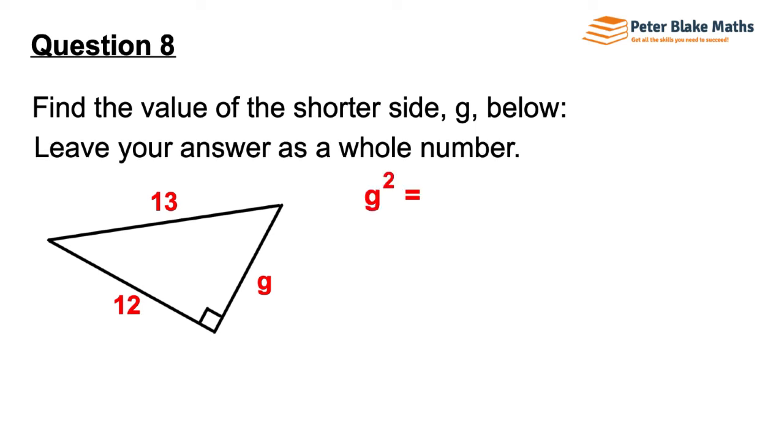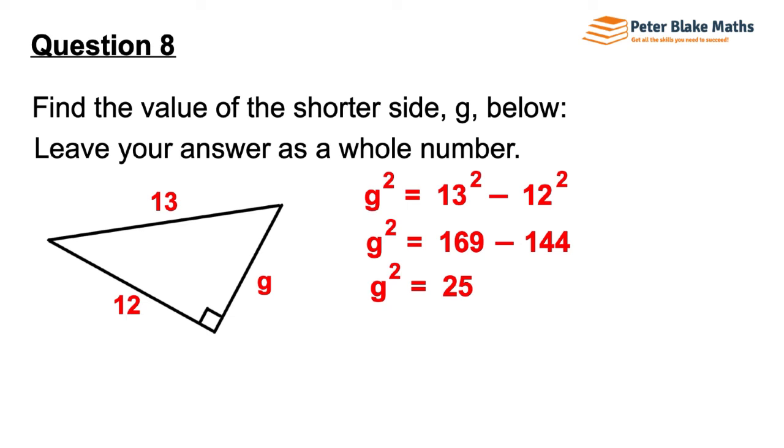Because we're finding a shorter side, our Pythagoras statement is going to have a minus between the 2 number sections. It's going to be g squared equals the bigger number squared minus the smaller number squared. That's how I like to set out my Pythagoras questions when they're trying to find a shorter side. G squared on the left hand side, 13 times 13 is 169. You can check me on the calculator. And minus 12 times 12, which is 144. So we'll simplify that right hand side and we end up with g squared equals 25.